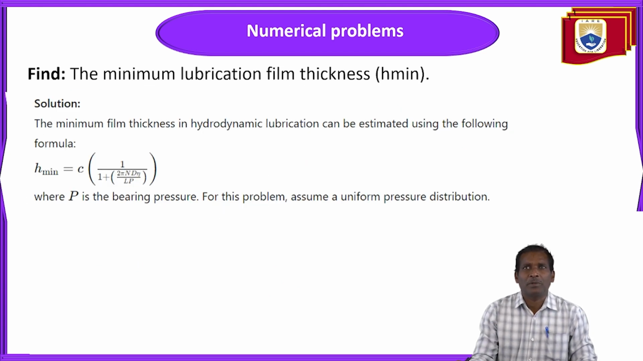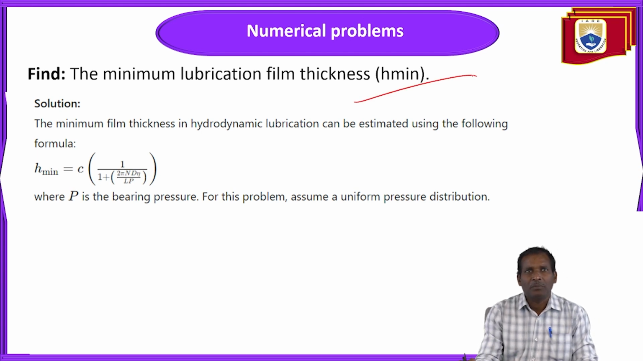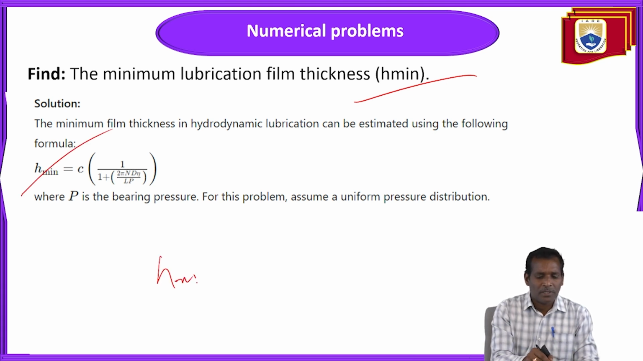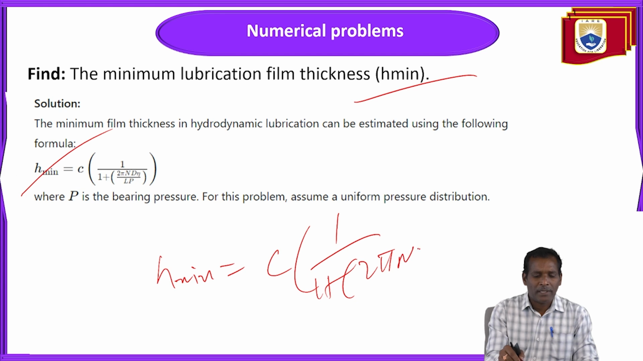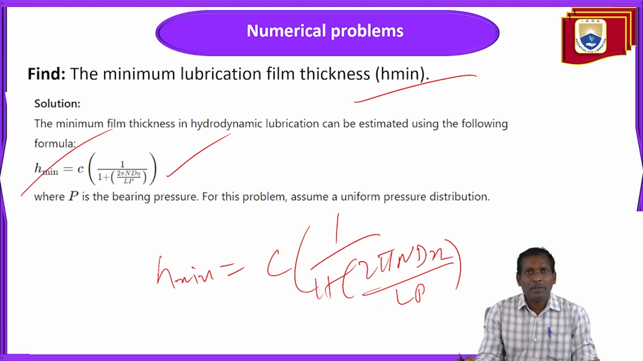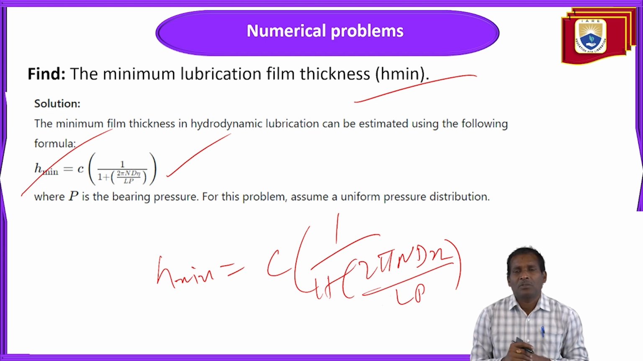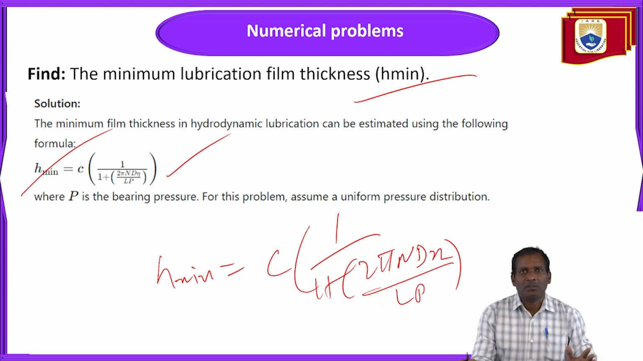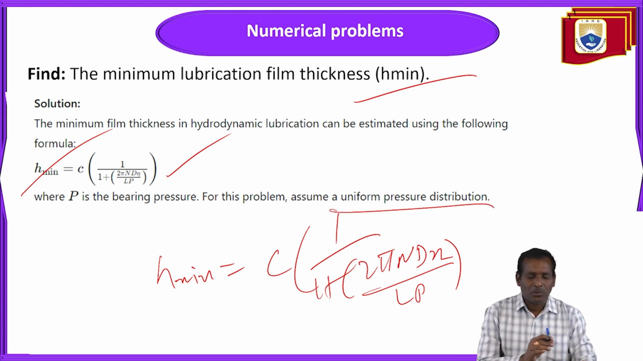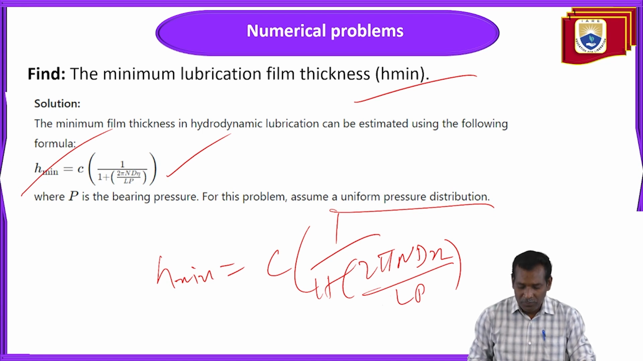So how do you calculate the minimum lubrication film thickness, denoted by h minimum? The minimum film thickness in hydrodynamic lubrication can be estimated using the following formula: h minimum is equal to C into 1 by 1 plus 2 pi n d viscosity by L into P, where P is the bearing pressure. For this problem, assume a uniform pressure distribution, uniform wear. Based on this condition, we need to calculate the minimum lubrication film thickness.